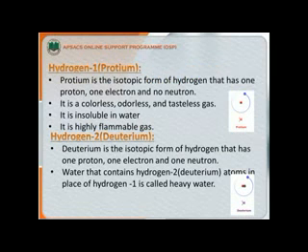Hydrogen 1, or protium. What are the properties of protium? Basically, protium is the isotopic form of hydrogen that has 1 proton, 1 electron, and no neutron. You can see it in the diagram as well.